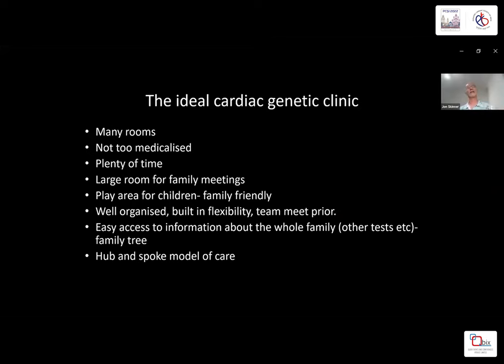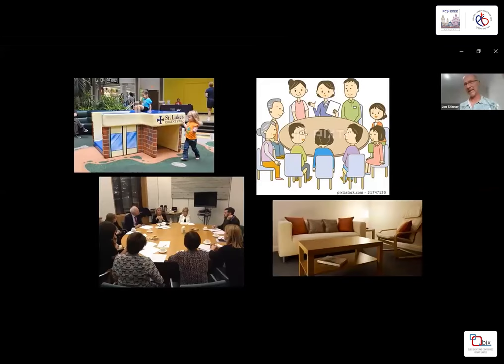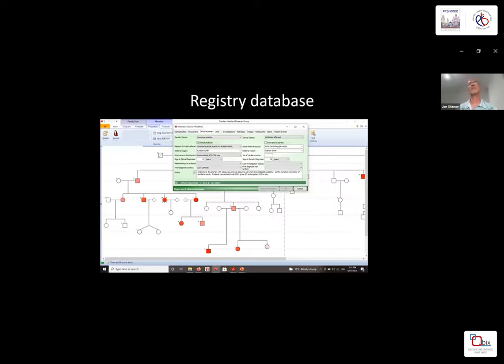You need to have a hub and spoke model of care with a center guiding care, collaborating with regional cardiologists, geneticists, and other specialists. So it might look a bit like this sort of conglomeration of a play area, a meeting room, and comfortable areas to sit and deal with some difficult topics. Of course, you need a registry database, and it has to be a good one. Our one in New Zealand is a bespoke one with family drawing facility, and each of you can just click on each family member and you bring up all the details. But there are commercially available systems that you can use.